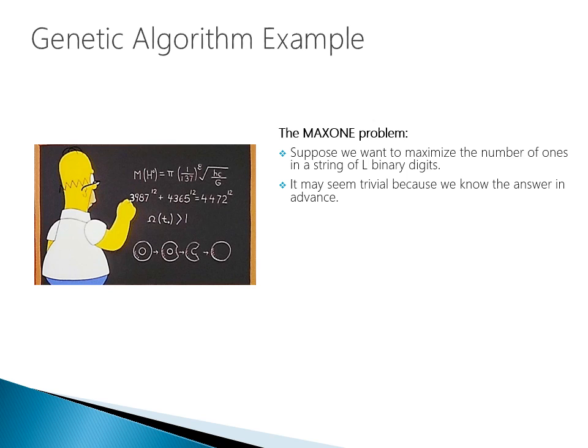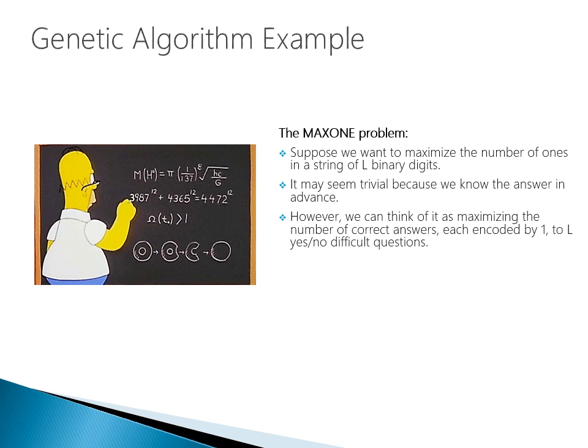So let's say I create a string of 10 digits, so 10 little bits of 0 and 1. Well, I know the maximum amount of ones in this string is going to be 10. But we can think of it as maximizing the number of correct answers, each encoded by 1, to L yes or no difficult questions. So instead of it just being a simple counting exercise, think of each one of these bits as a series of questions, and we're trying to solve a grander problem by the answer of these difficult yes or no questions.